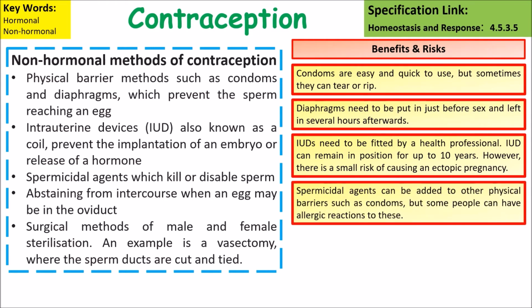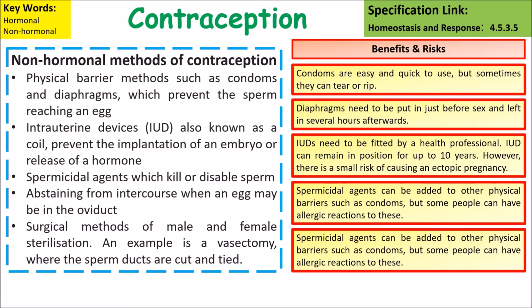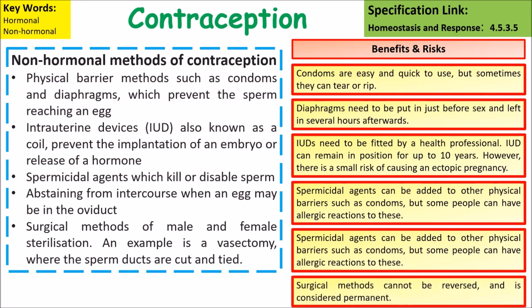Spermicide agents can be added to other physical barriers such as condoms, but some people can have allergic reactions to these. And surgical methods can't be reversed, so once you make that decision, you've got to stick with it.